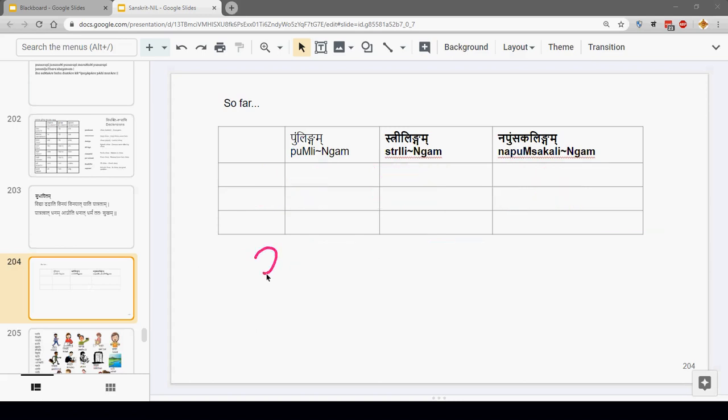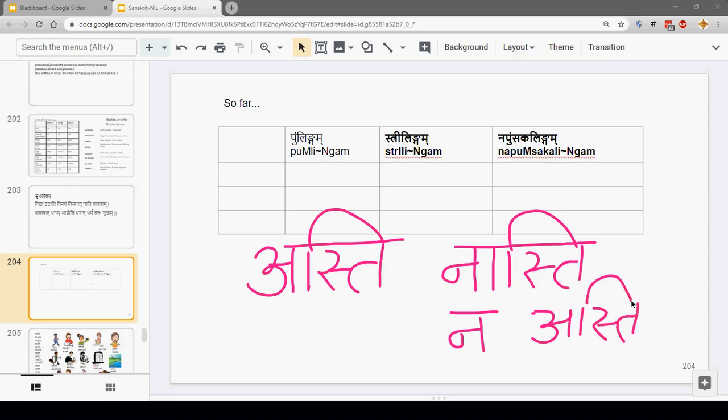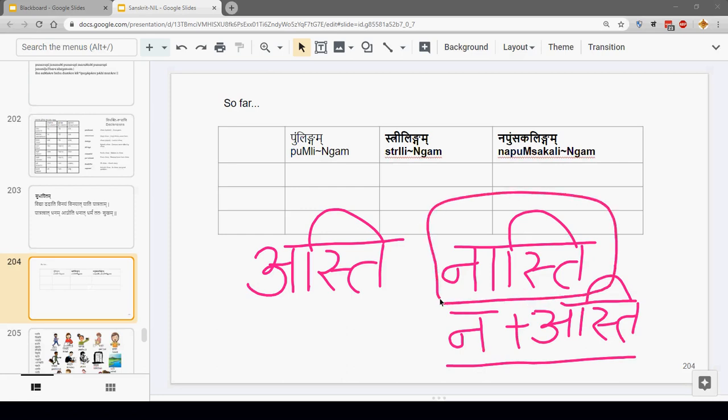And we studied one verb called asti. Asti means is or exists. And nasti means na asti. Nasti here is a sandhi. This is an example of sandhi. There are two words here, na and asti. Just for information, together, when we say it fast, it becomes nasti. Sandhi means joining. Joining of letters, joining of sounds is sandhi. So asti means is, na means not or no.